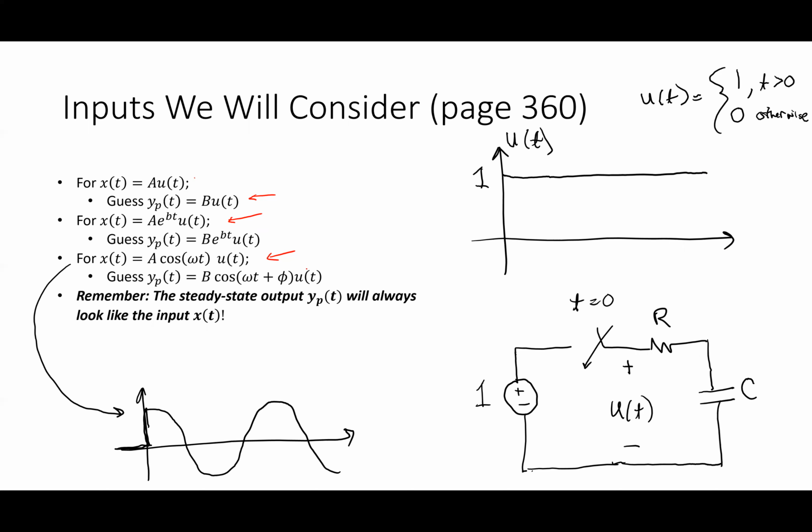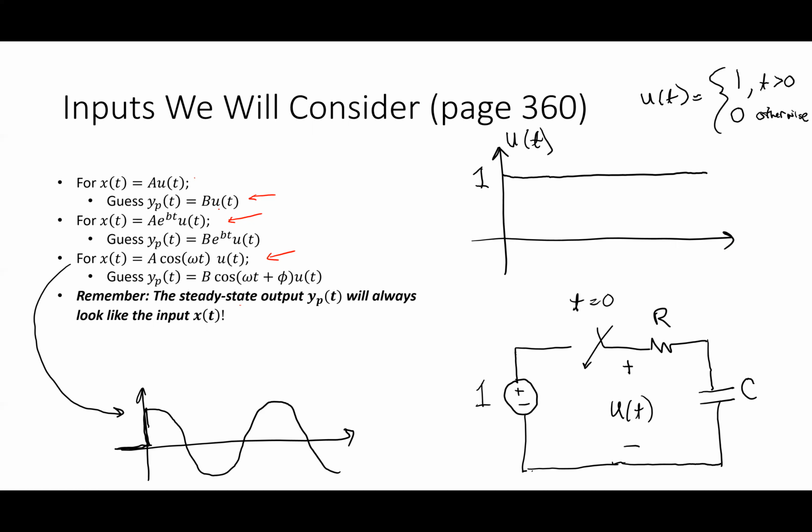If I have a cosine, that means the output can be bigger or smaller and can be shifted left or right. That's what the phi means. That's what the B means here, the fact that I can have this change. So it's always the case that the steady state output looks like the input. They may not look exactly alike. They can be shifted, they can be scaled, but they're definitely going to look alike. They're the same general shape.